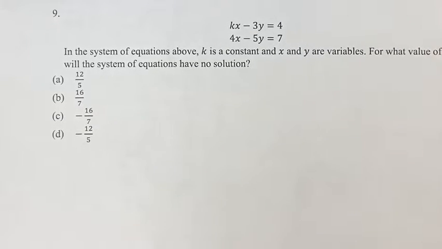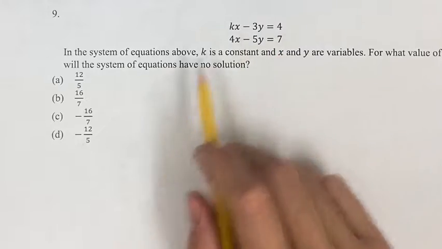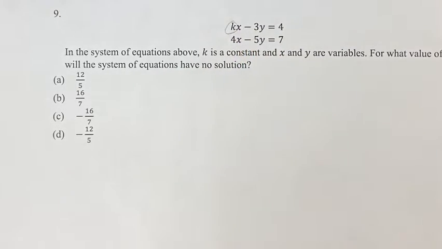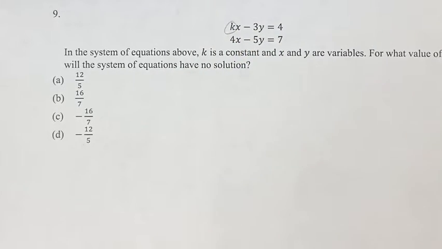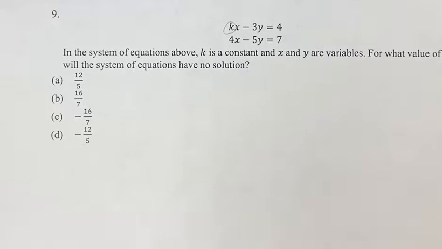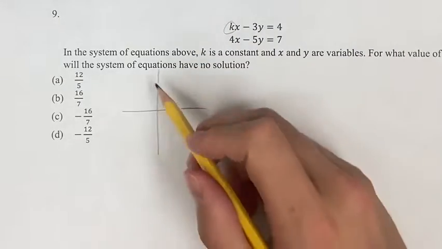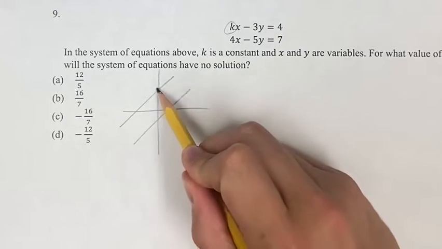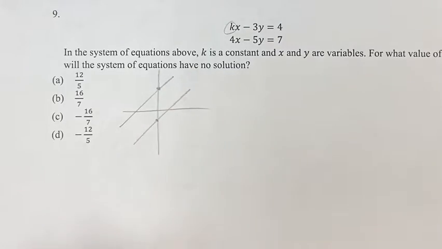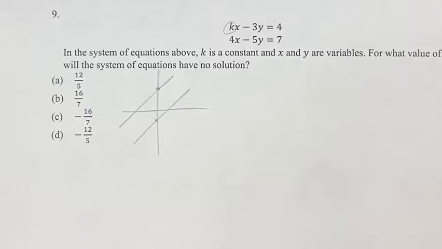In this problem, we're given a system of equations and we're asked for what value of k, where k is some constant, will the system of equations have no solution. A system of equations has no solution if the lines are parallel but they are not the same line. Right? So if we have this line and this line with different y-intercepts but they're parallel, they will never intersect, there will never be a solution.